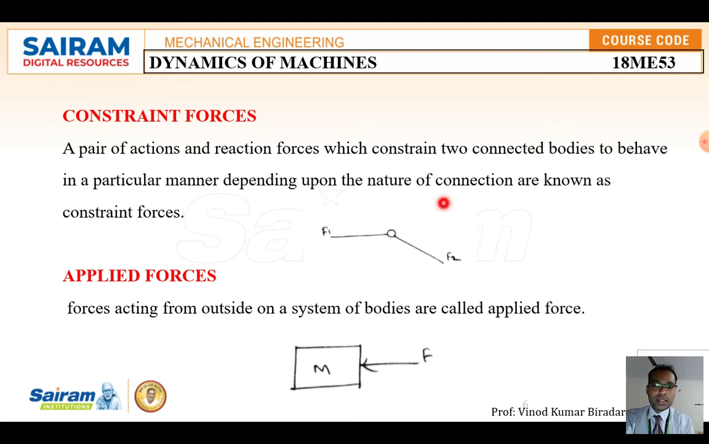Okay, so look at the diagram here. Two forces are meeting at a point. There is a constraint, and there is no resistance between these two elements. Such a type of force or link we are going to call a constraint force. Just remember this: it is a pair of action and reaction forces which constrain the two connected bodies. Through this constraint, we connect the two different forces. That is called constraint forces.